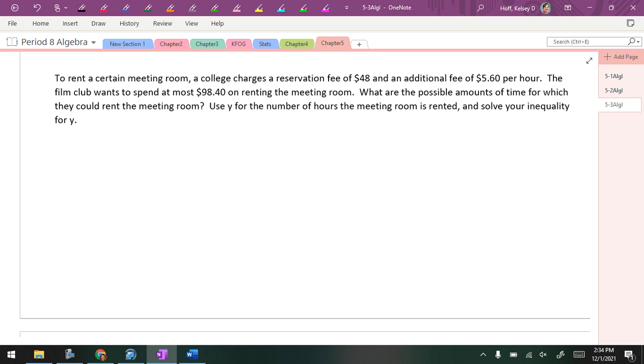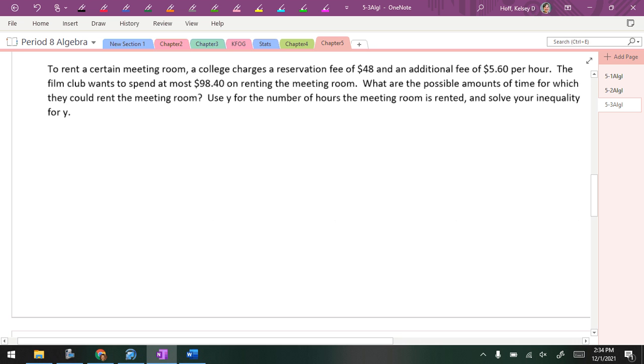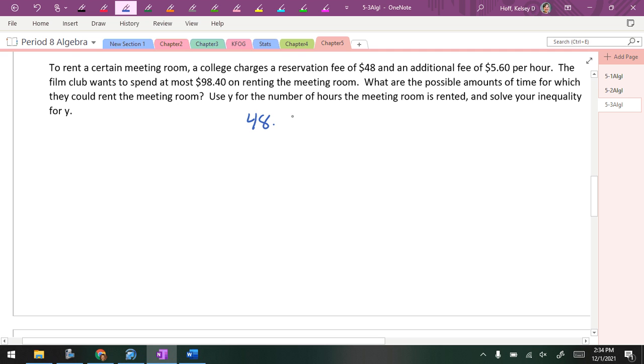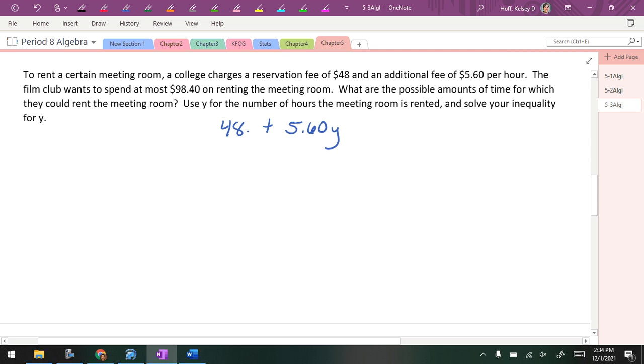Y. By the raise of your hand, can anybody tell me what your inequality should say? You gonna give me the whole thing? Okay, Jackson, what you got? 48 plus 5.60y is less than or equal to 98.40. Do you believe that, or are you just going with them? Is she right? Yeah. Absolutely.